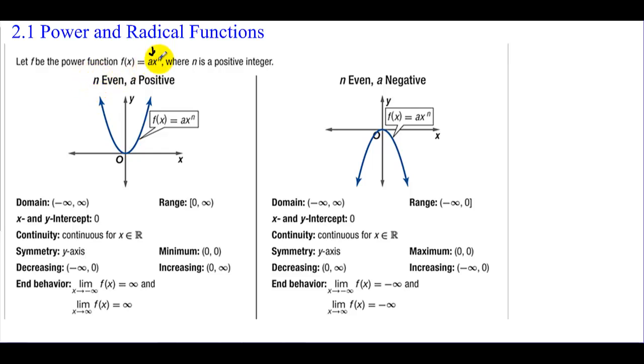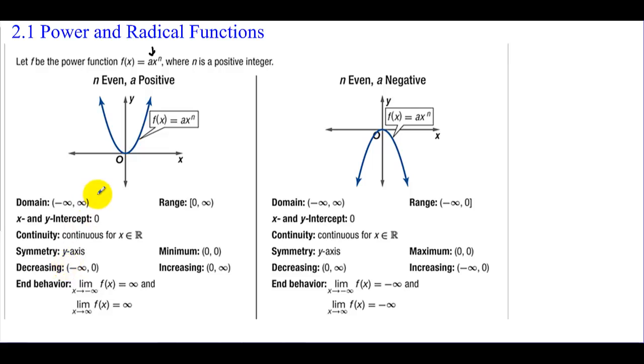If n is even, if the power is even and a is positive, so the coefficient is positive, then the function is going to look like x squared. So the domain is negative infinity to infinity. The range is 0 to infinity. We have x and y intercept at 0, and this function is continuous everywhere. The symmetry is the y-axis. We have a minimum point of (0, 0).